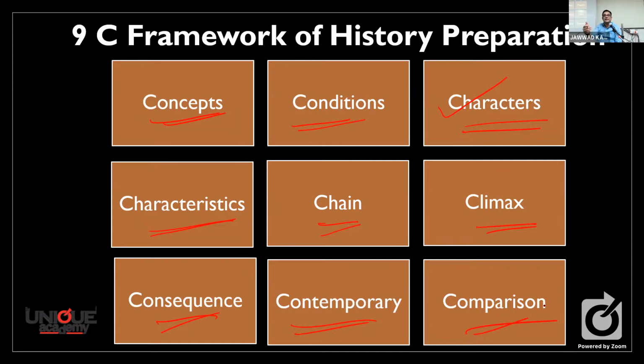Climax. Climax is the immediate outcome: what happened at the end of that event. That is the climax. Consequence is the long-term effect of that event. I told you, when the revolt of 1857 ended, what happened immediately? The British ended the rule of the East India Company. They came out with a new proclamation. The Government of India Act of 1858 was passed.